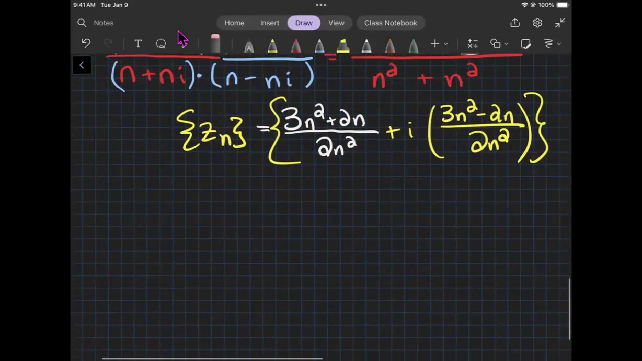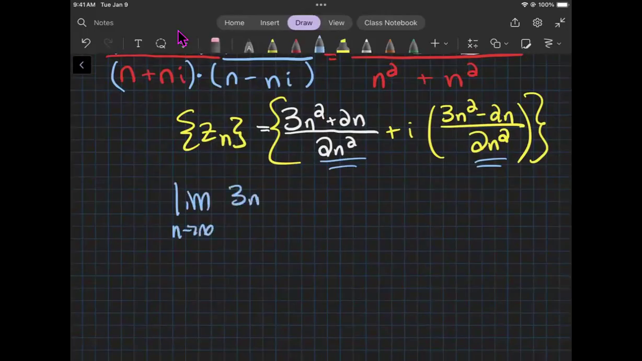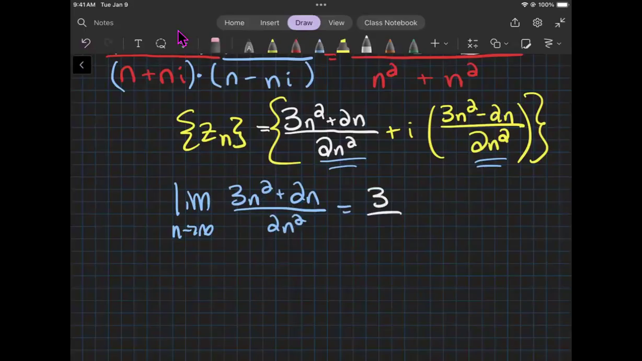Now what we have to do is show whether the real part converges and the imaginary component converges. The limit as n goes to infinity of (3n squared plus 2n) over 2n squared is a rational function. Not only that, the leading exponent on n is the same, so this equals the ratio of the leading coefficients, which is 3/2.